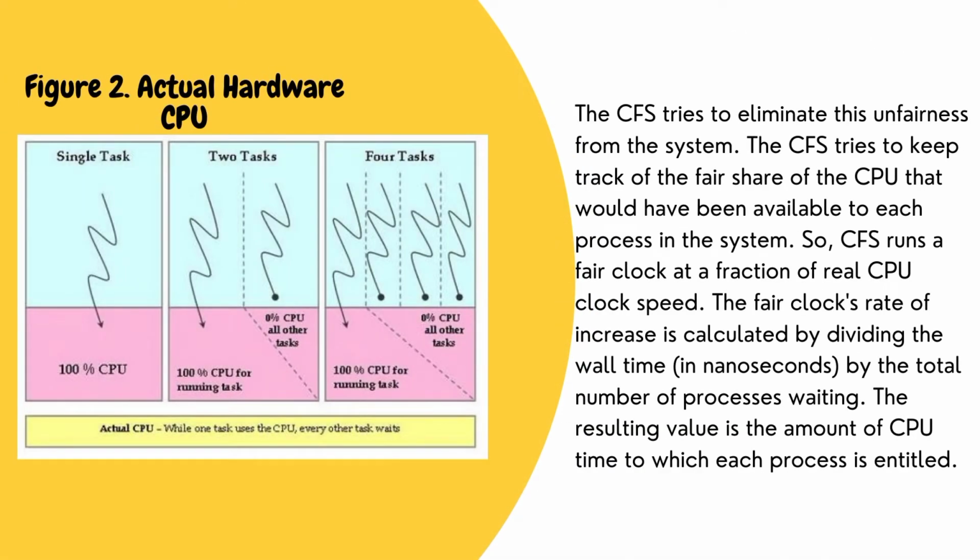The CFS tries to eliminate the unfairness from the system. The CFS tries to keep track of the fair share of the CPU that would have been available to each process in the system. So CFS runs a fair clock at a fraction of real CPU clock speed. The fair clock's rate of increase is calculated by dividing the wall time in nanoseconds by the total number of processes waiting. The resulting value is the amount of CPU time to which each process is entitled.